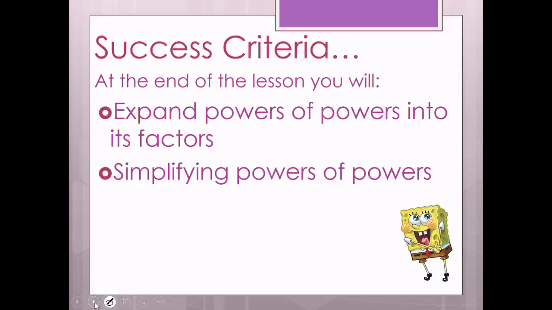And the success criteria will be to expand Powers of Powers into its factors, so we get a bit more practice at writing some terms out in factor form or expanded form, and then hopefully we'll come up with the index law that will then enable us to simplify Powers of Powers rather quickly and conveniently.